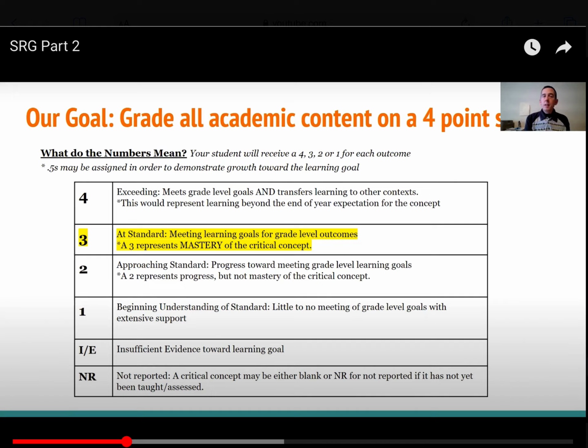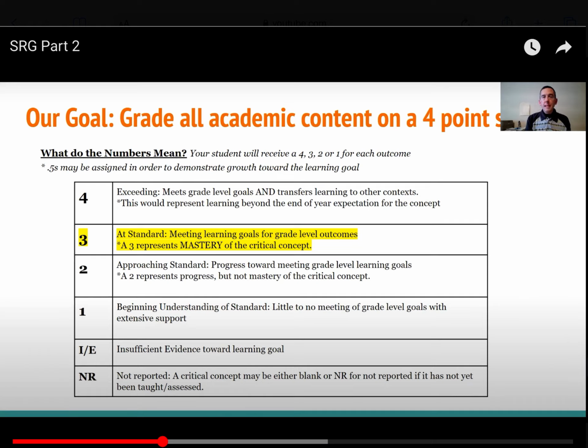In order to get a level 4, a student would have to not only master that critical concept, but also transfer that learning to other contexts. Particularly for first trimester, a level 4 would be somewhat rare, just because the opportunities haven't really been there yet this year. A level 2 is a student who is approaching mastery.